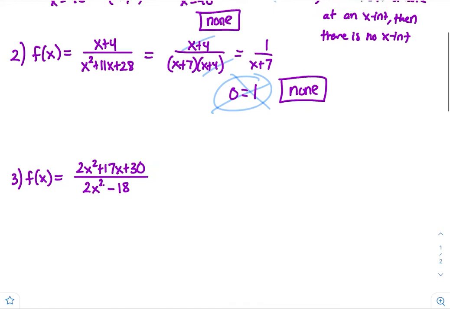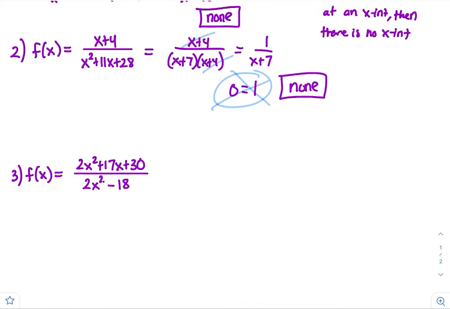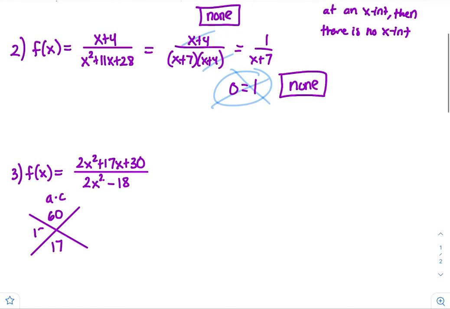Let's take a look at number 3. We should factor out the top, using our x method. So a times c is 2 times 30, which is 60. Our middle term is 17. We need two numbers that multiply to 60 and add to 17. That is not 15 and 4, it's 12 and 5. A is greater than 1, so that means you have to factor by grouping. So 2x squared plus the two middle terms, 12x and 5x, plus 30.